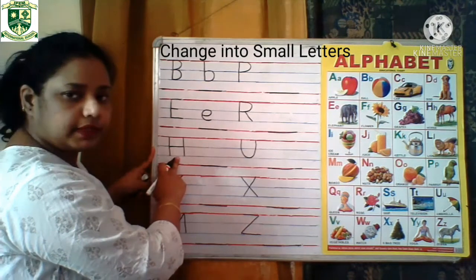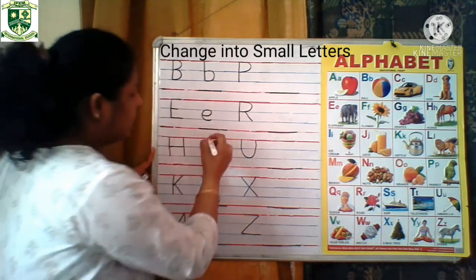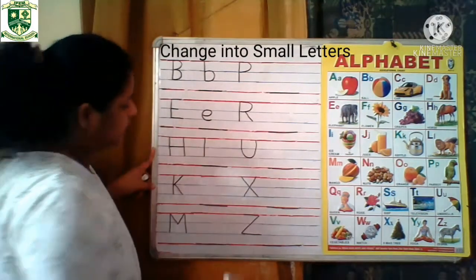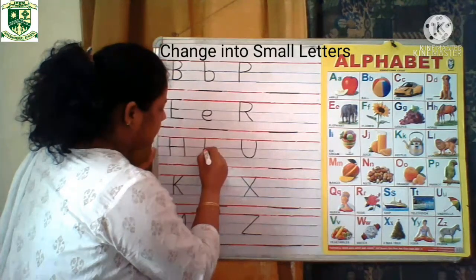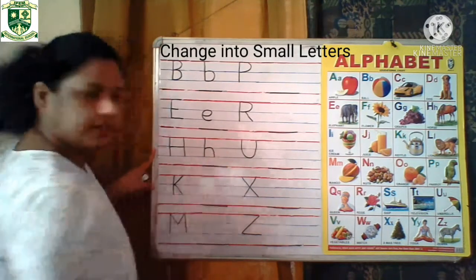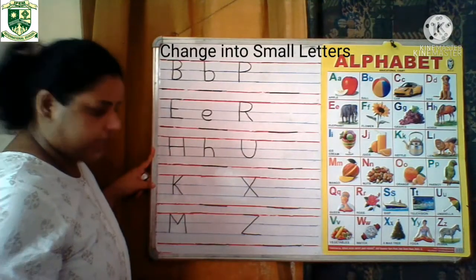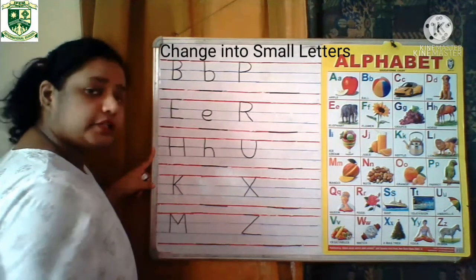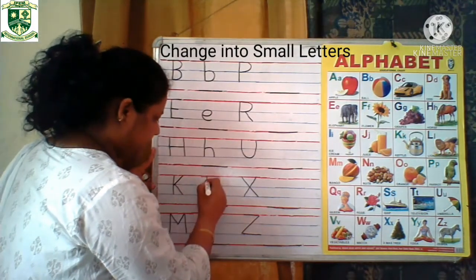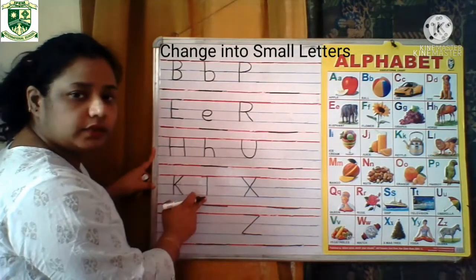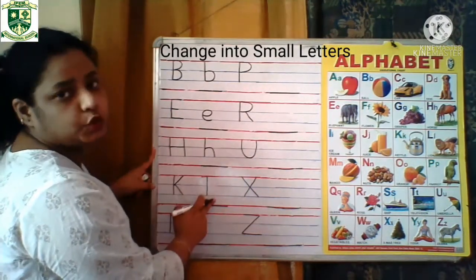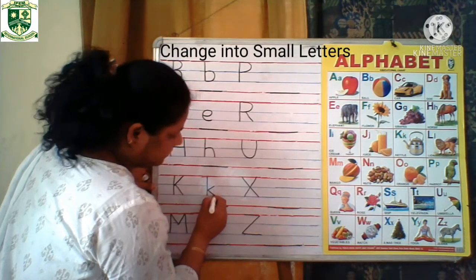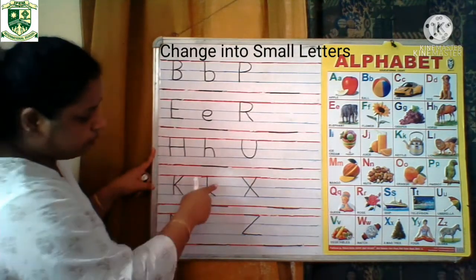Now this is capital H. Now how will we write small h? We'll make one standing line from the red line to the second blue line, and then give a right curve like this. Okay, this is how we'll make small h. Now what is this? Capital K. Now how we'll make small k? Again, one standing line from the first red line to the second blue line, and in between these two blue lines we have to make two opposite slant lines. Okay, like this, two opposite slant lines.